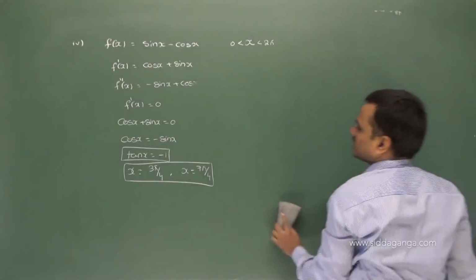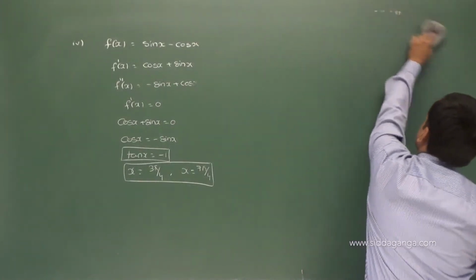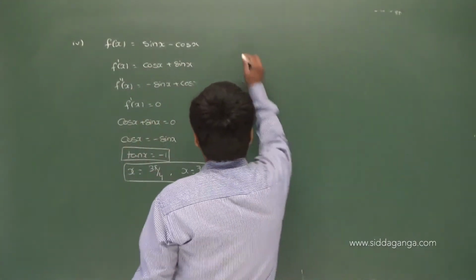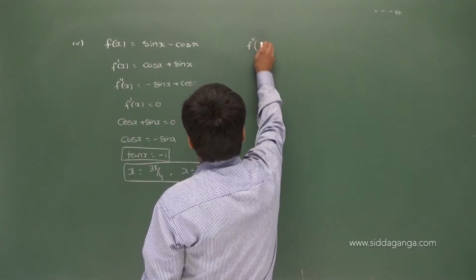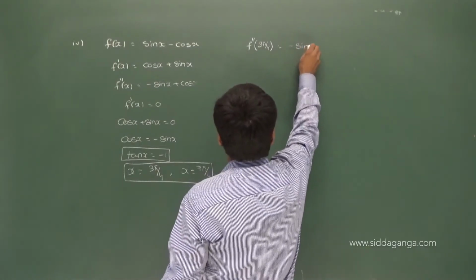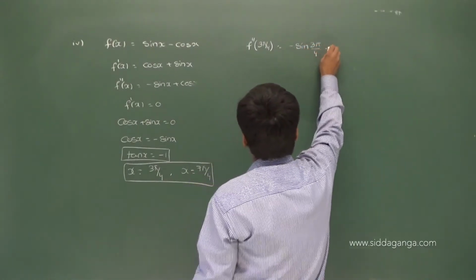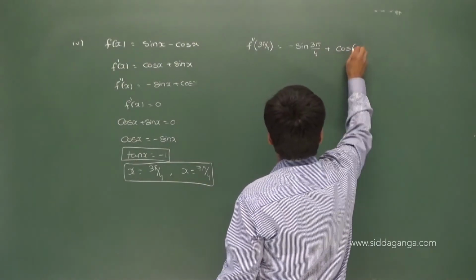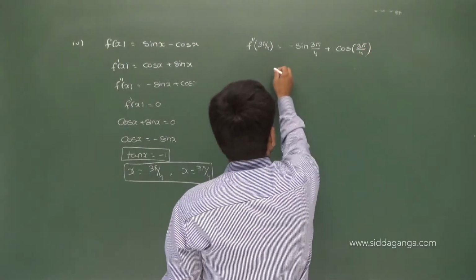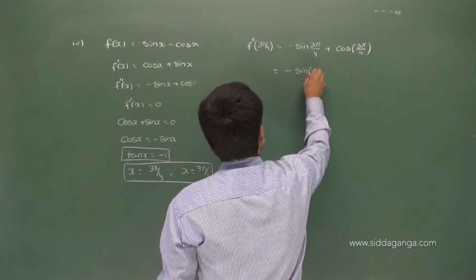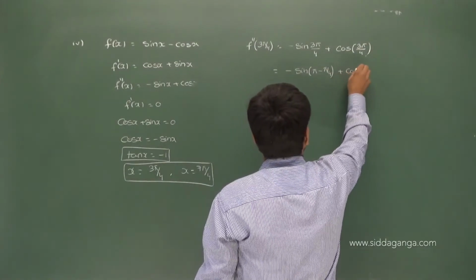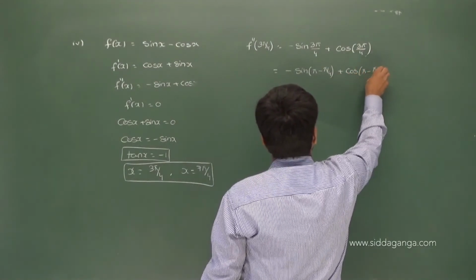You also check. At these two points, the tangent is parallel to the x-axis. So one by one we have to find out. F double dash of 3 pi by 4 is minus sin 3 pi by 4 plus cos 3 pi by 4. You know how to solve this. Once again I say, minus sin. This we can write as pi minus pi by 4, plus cos of pi minus pi by 4.